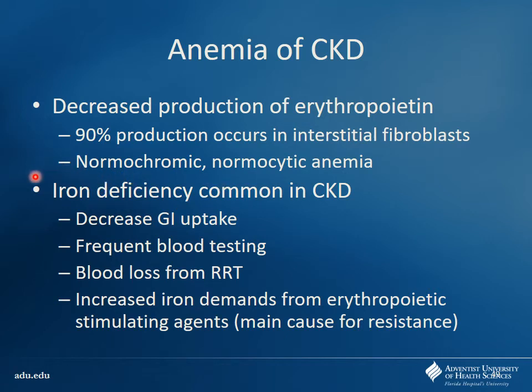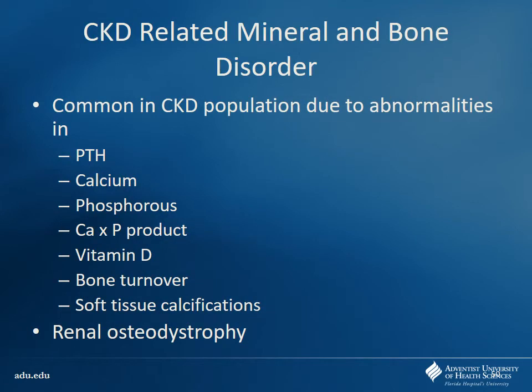Also, you end up running into a lot of iron deficiency as well. So one, if you have frequent blood testing or if you're losing blood in the circuit from the renal replacement therapy, the dialysis, you can end up having iron deficiency related anemia there. They have decreased GI uptake. They tend not to absorb as much from the GI tract. And so also they're going to have increased iron demands, especially if you're going to give them erythropoietin to try to replace the red blood cells and the hemoglobin they're not producing on their own, right? So iron is a really important thing. Anytime you're giving a patient erythropoietin, you need to make sure they're getting iron as well because it's super, super important for that hemoglobin formation.